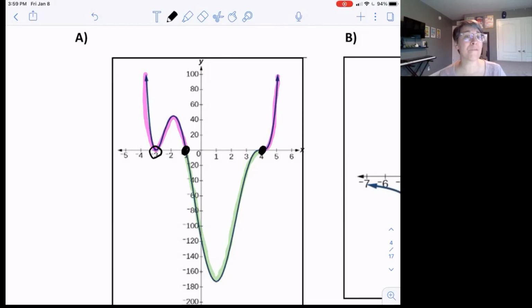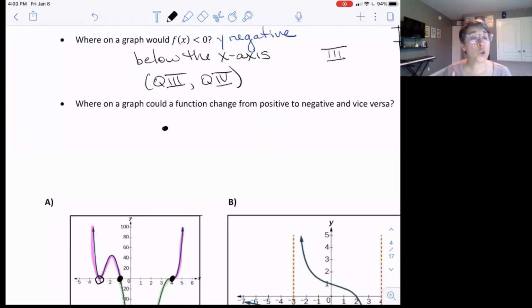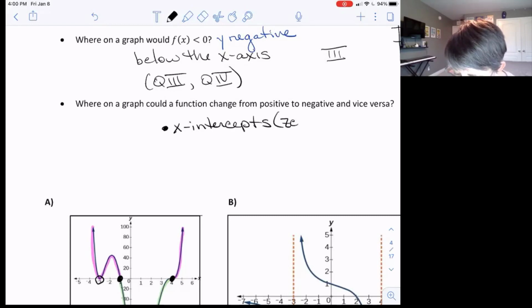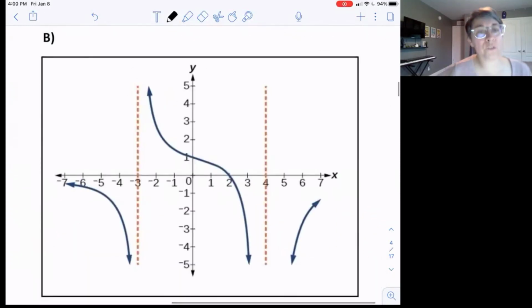Remember our intermediate value theorem. If we have two y values, one's positive and one's negative, then there has to be a 0 in between there because it's a continuous function. So one place where our graph can change from positive to negative y values is at the x-intercepts, or our zeros.